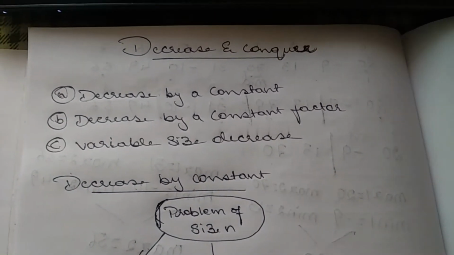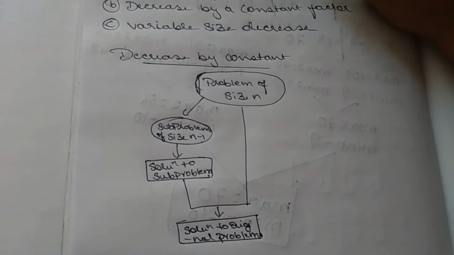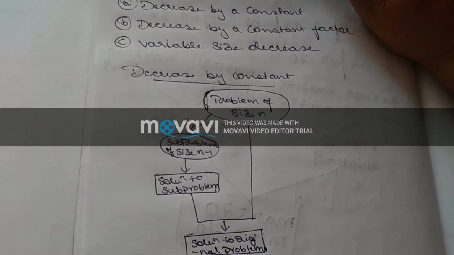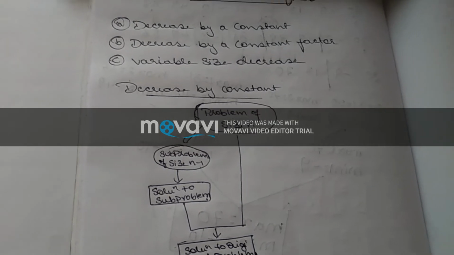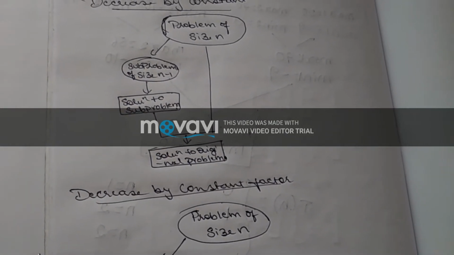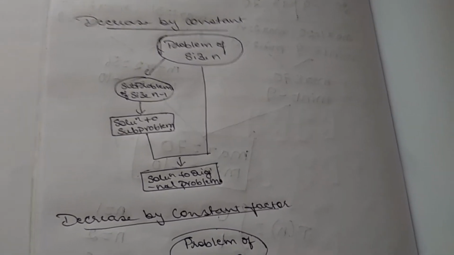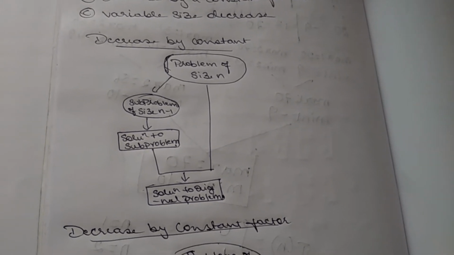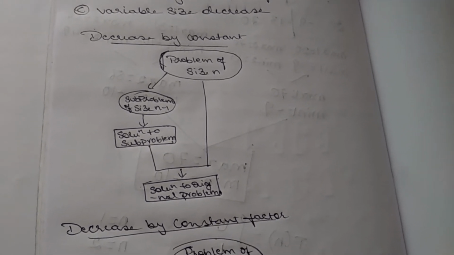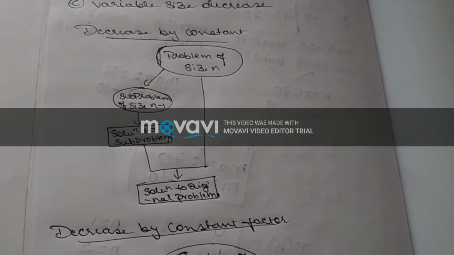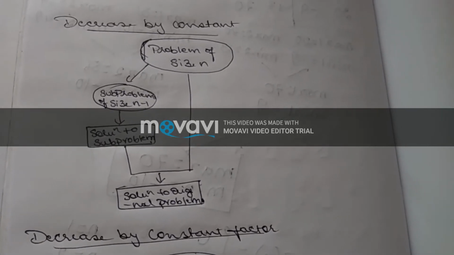See here, decrease by constant. First we'll see decrease by constant. What do you mean by decrease by constant? Here the size of the problem instance is reduced by some constant. Constant means on each iteration you have to reduce the problem instance by the same constant. For example, usually we will take this constant as 1. You can increase the constant also, there is no problem, but basically we have to decrease the problem size by 1.